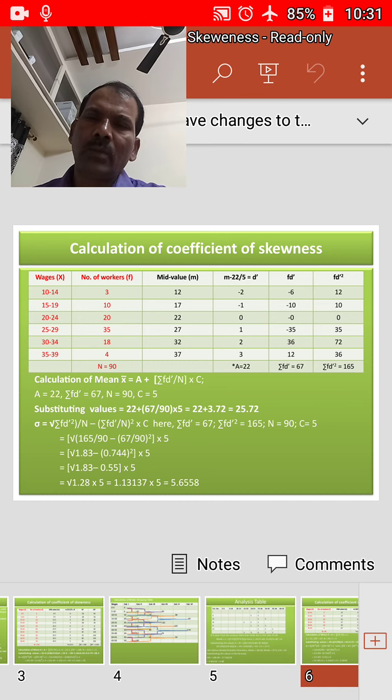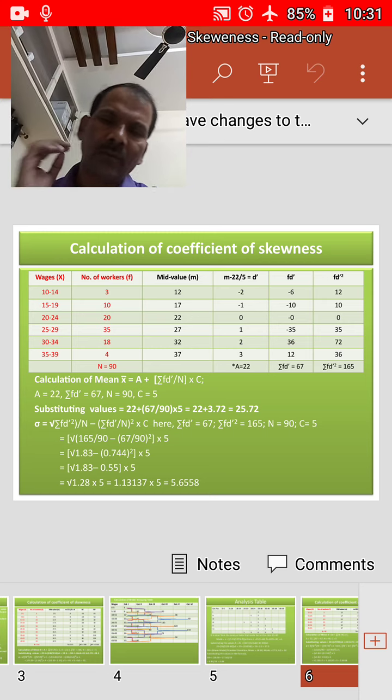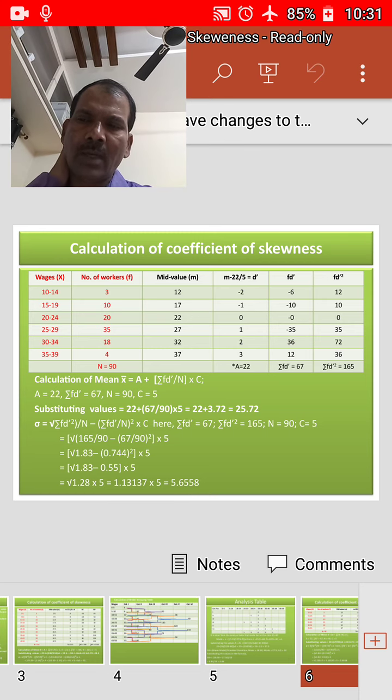If you sum up these, sigma fd dash square is equal to 165, and sigma fd dash is equal to 67. With this we will find the mean first.